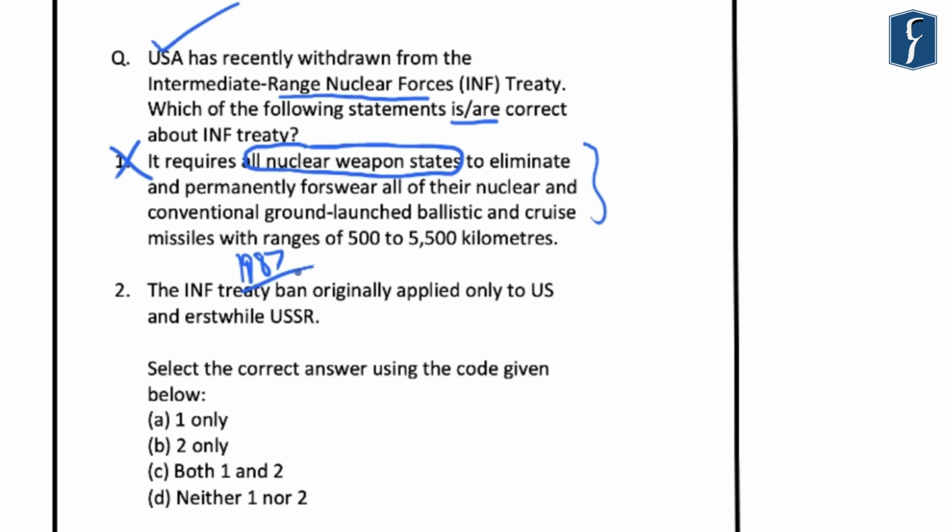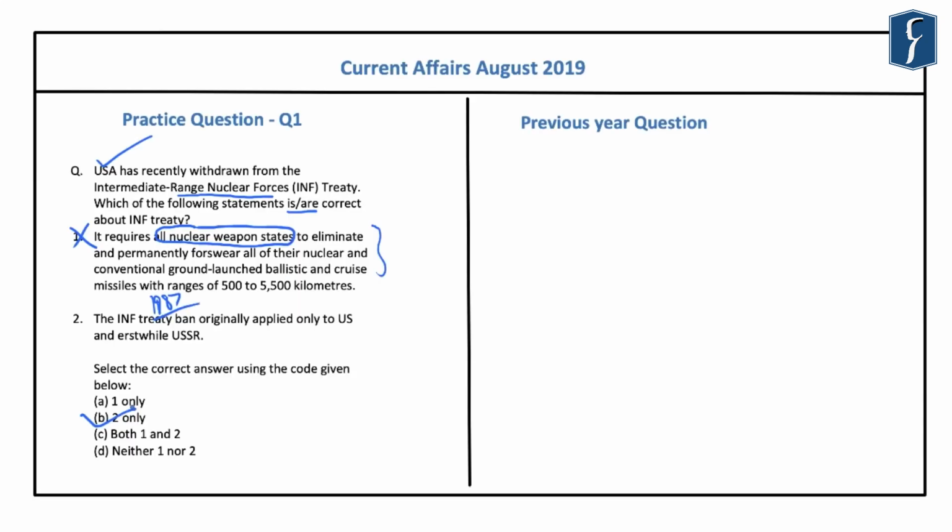So to read more about the INF treaty, you should go through the Focus magazine of the September month. And hence the correct answer that comes out here is B, that is 2 only. So after this discussion, we find that important arms control treaties are important for us from the preliminary examination.